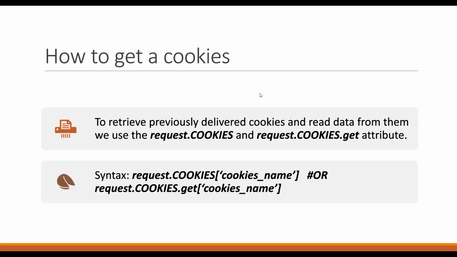To retrieve previously delivered cookies and read data from them, we use the request.COOKIES and request.COOKIES.get attribute. You can use any of them as per your choice, and the syntax for this is request.COOKIES, and in square braces you have to pass the name of the cookie, and the next one is request.COOKIES.get, and again in the parentheses you have to pass the name of the cookie. Keep one thing in mind, COOKIES is written in capital. So with this we have also discussed how to get a cookie.